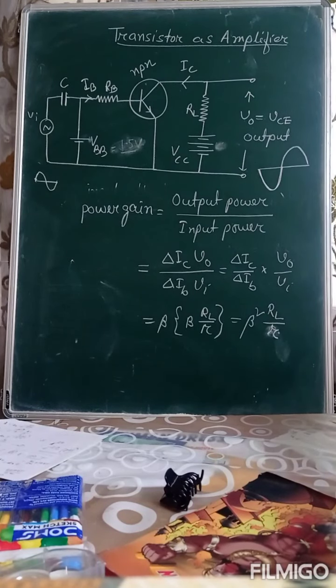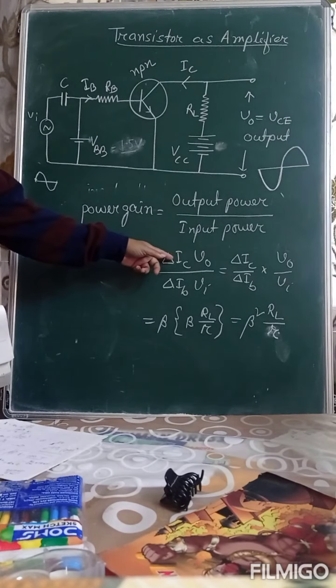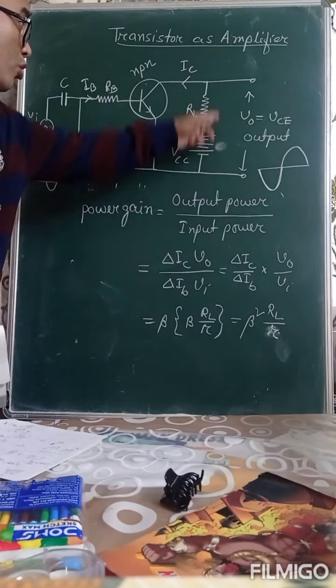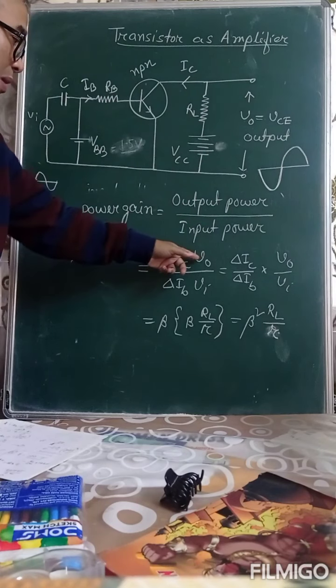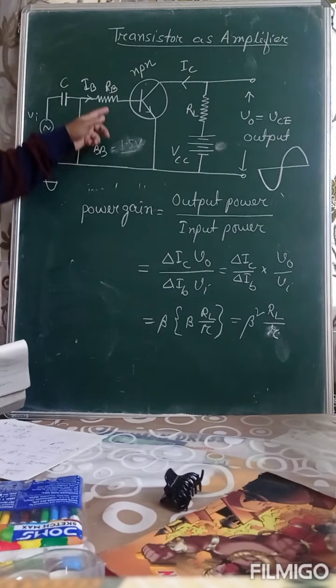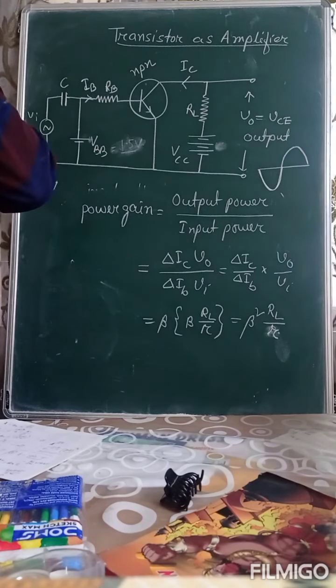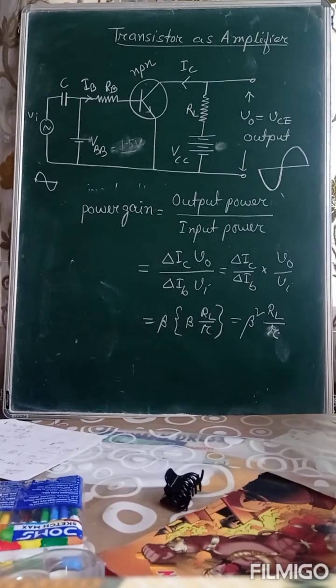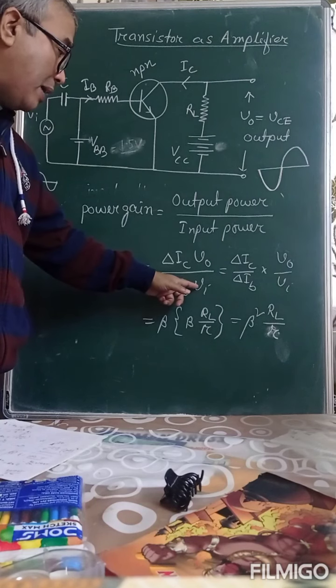Now, what is power gain? Power gain is the output power by input power. Power means current into voltage. Therefore, output power is delta IC into V0. Delta IC is the change of collector current, V0 is the output voltage. This gives the output power. And input power is delta IB into VI. Delta IB is the change in base current. Why does the base current change? Due to the presence of the signal. Therefore, input power is delta IB into VI.